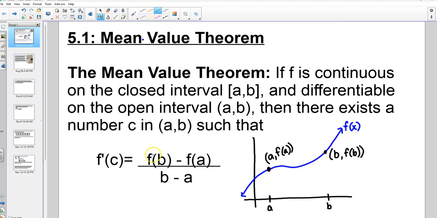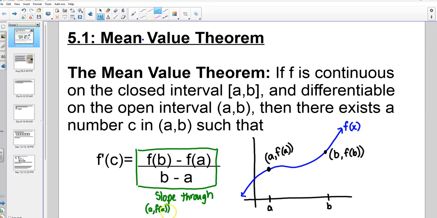Let's look at this piece right here: f of b minus f of a over b minus a. What is that? That is the slope through (a, f of a) and (b, f of b). If I draw that right here, it's the slope of this green line.